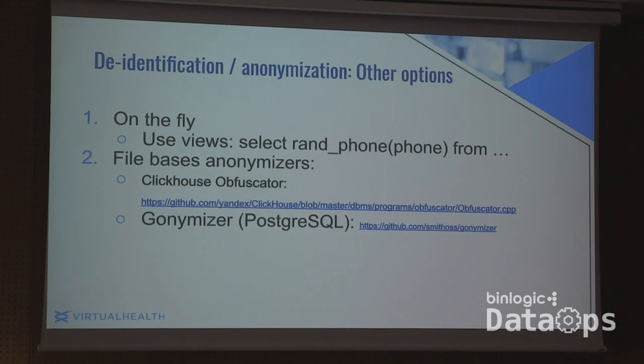So the other options, the last slide, is we may want to do it on the fly. We didn't need that yet, but to do it on the fly, you can do something like views. You can create a different database with a view, and then do some functions like random phone or something like that. There are file-based anonymizers. There's a ClickHouse obfuscator that's available. This is a good project actually. I was looking at that.